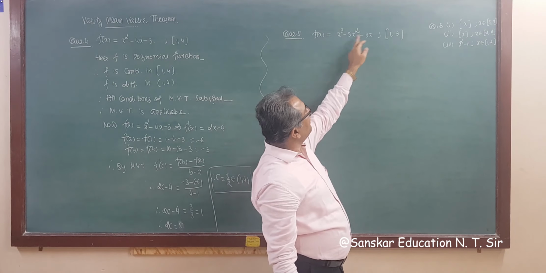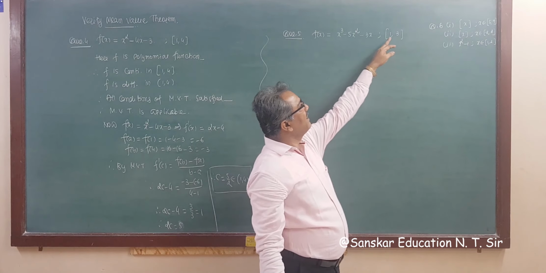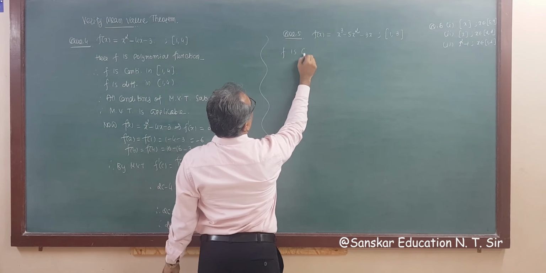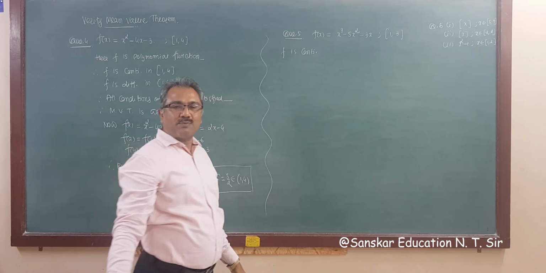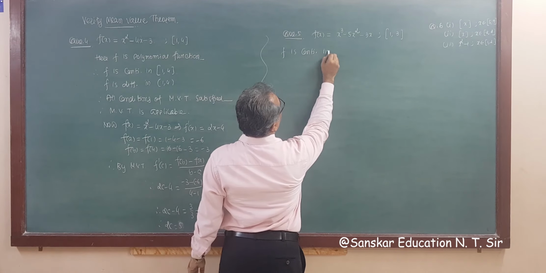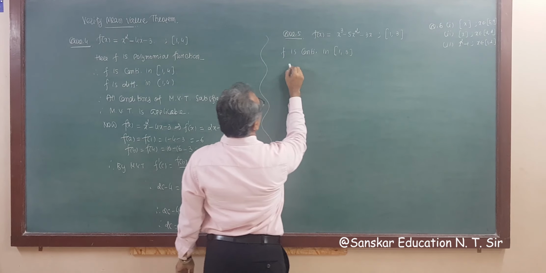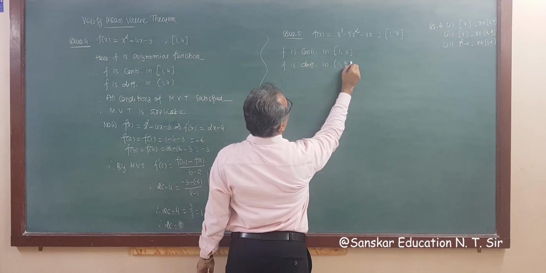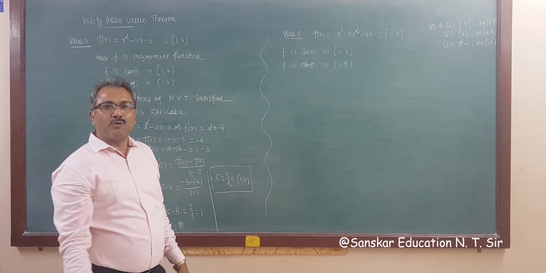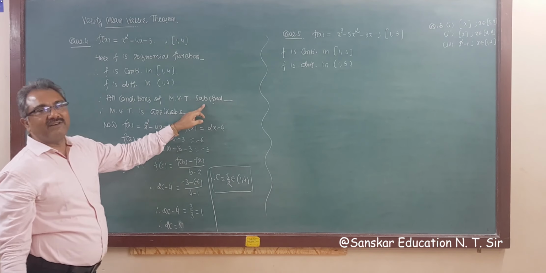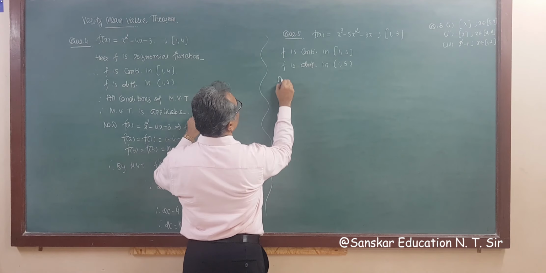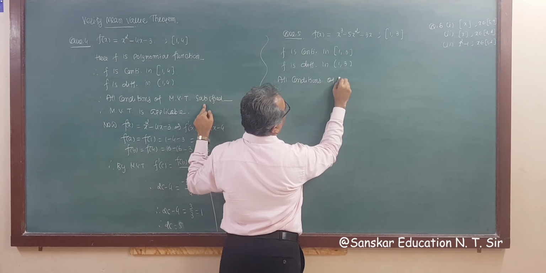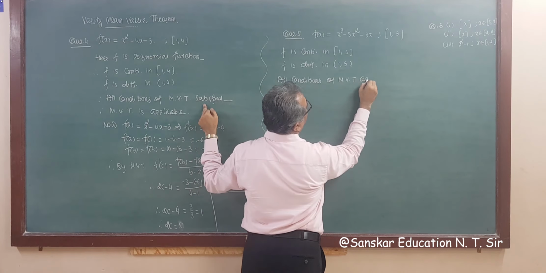f(x) is equal to x cube minus 5x square minus 3x, and given interval is [a, b] equals [1, 3], right? So f is continuous, as you know this is a polynomial function, continuous in closed interval [1, 3]. f is differentiable in open interval (1, 3), right? Therefore all conditions of mean value theorem are satisfied, right?